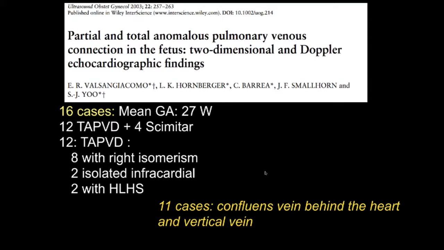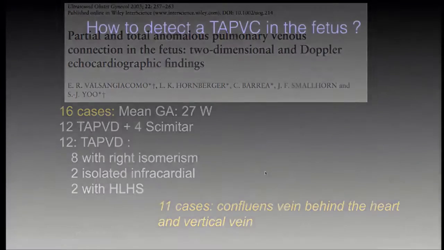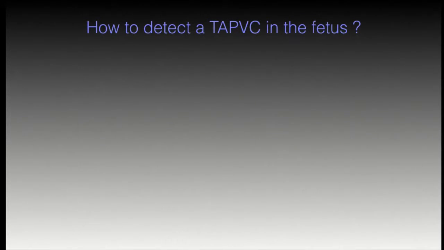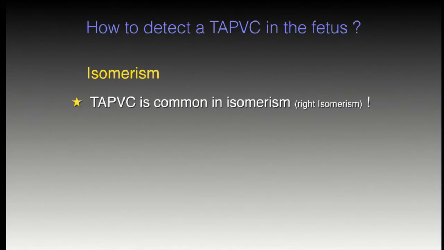And I cannot show you today all the published data, but there are mainly some case reports and small series found in the literature. So what you want to hear from me today is how to detect TAPVC in the fetus and what are some hints to find this condition. You have seen in the data I showed you that isomerism is a main hint. So if you find a condition where you assume it is right isomerism, you should check for TAPVC. In 70%, 3 out of 4 fetuses with right isomerism have an abnormal pulmonary venous drainage.